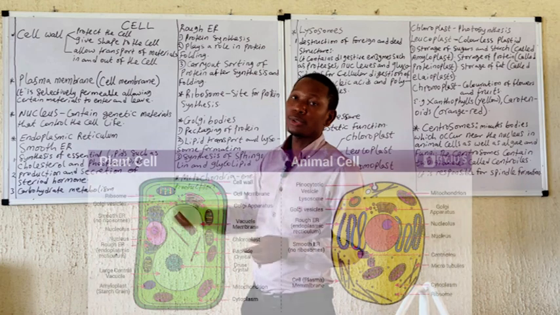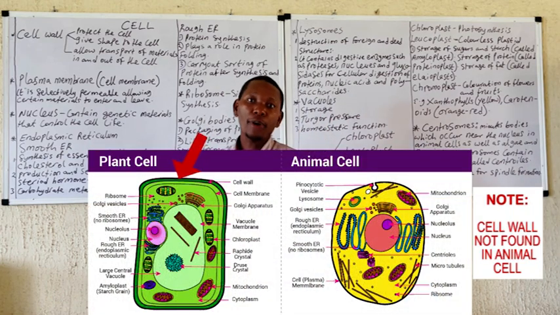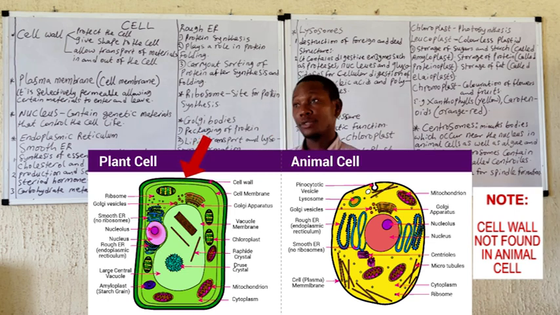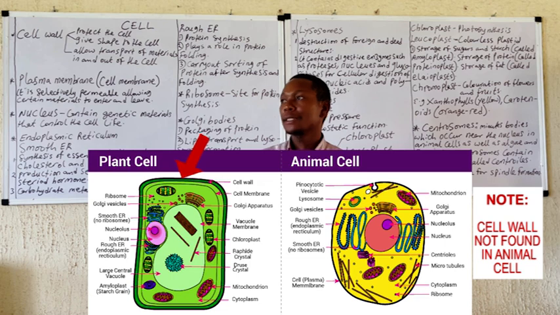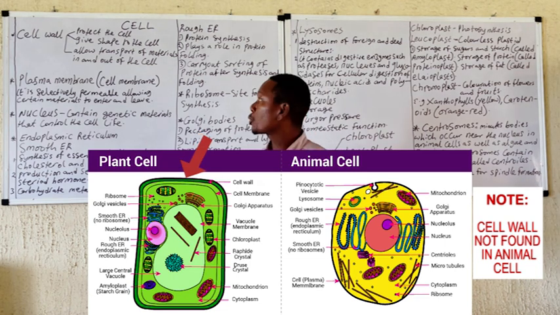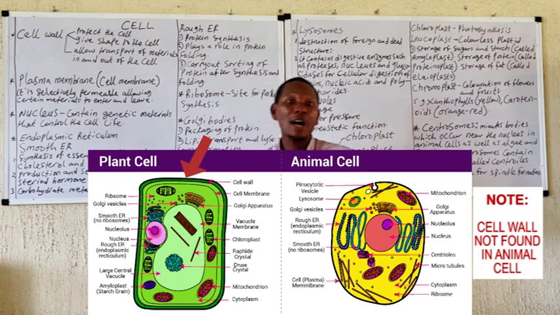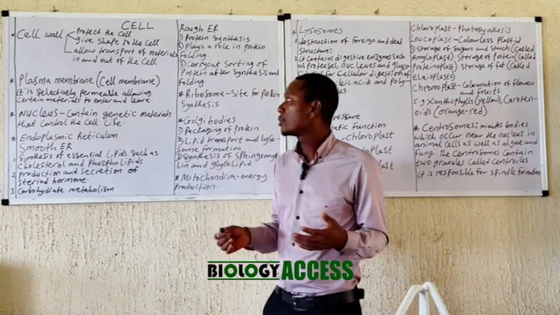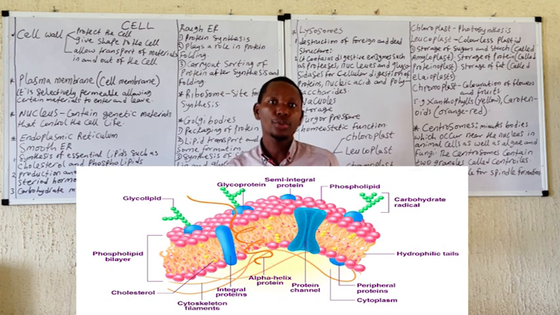The cell wall, as you can see in the diagram, is only found in plant cells as well as other types of cells, but not in animal cells. The function basically is to what? Protect the cell, give shape to the cell, and allow transport of material to move in and out of the cell. The plasma membrane, or the cell membrane, is the second structure.